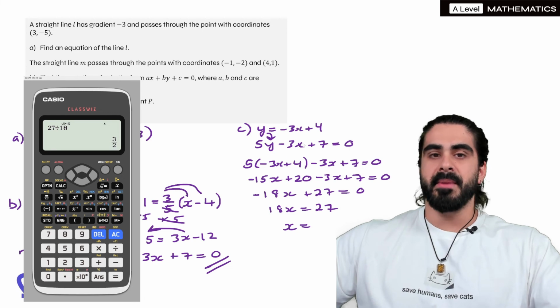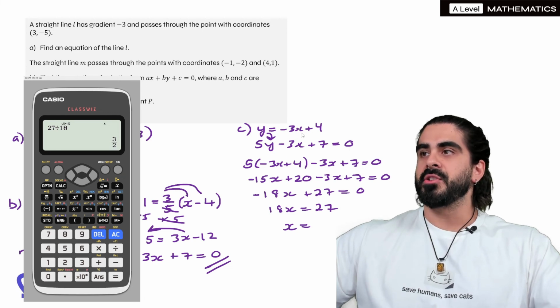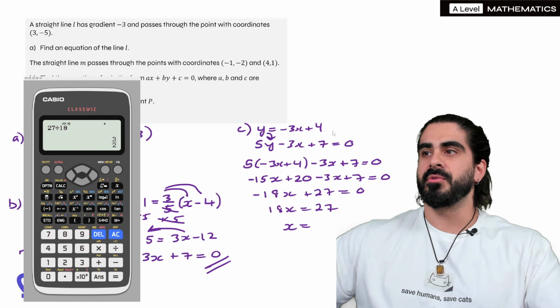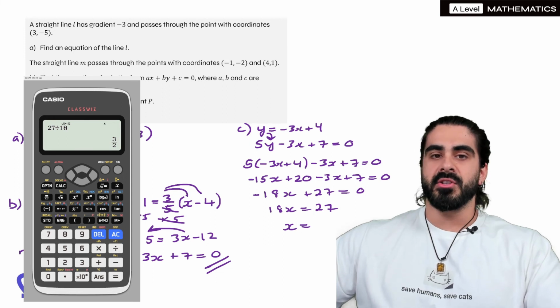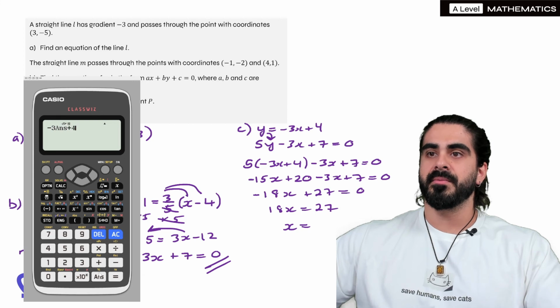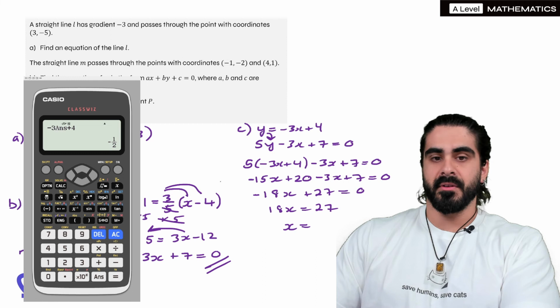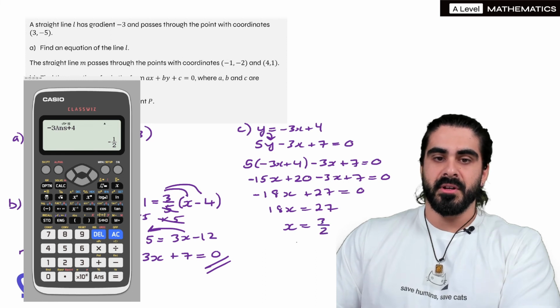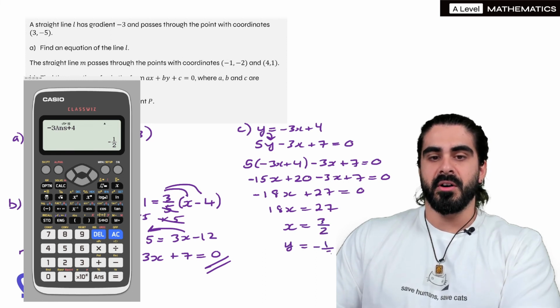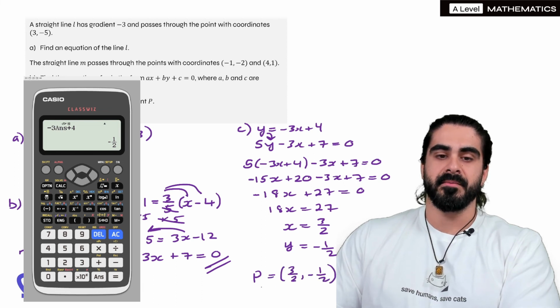Now we're going to sub it back into y equals minus 3x plus 4. So I'm just going to remember 3 over 2, and then we're going to sub into minus 3x plus 4. Minus 3 lots of the answer plus 4. So minus half. And y equals minus 1 half. So the point P here is 3 over 2 and minus a half.